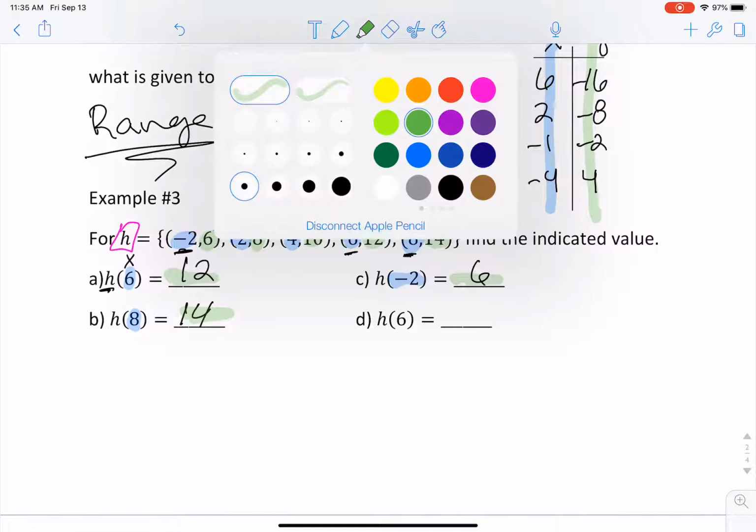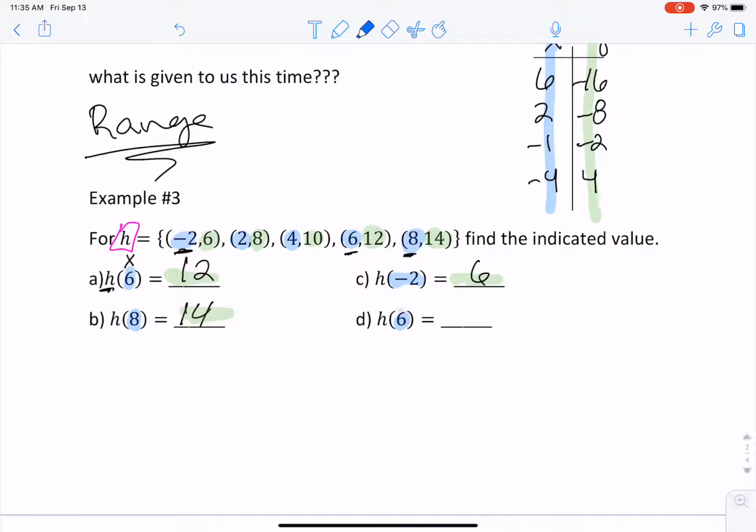And then the last one, the function h when x is 6, what y value do we get? So we go to x is 6, which we already did. The first one we did on A. It's 12 again. And that's it for today's notes.